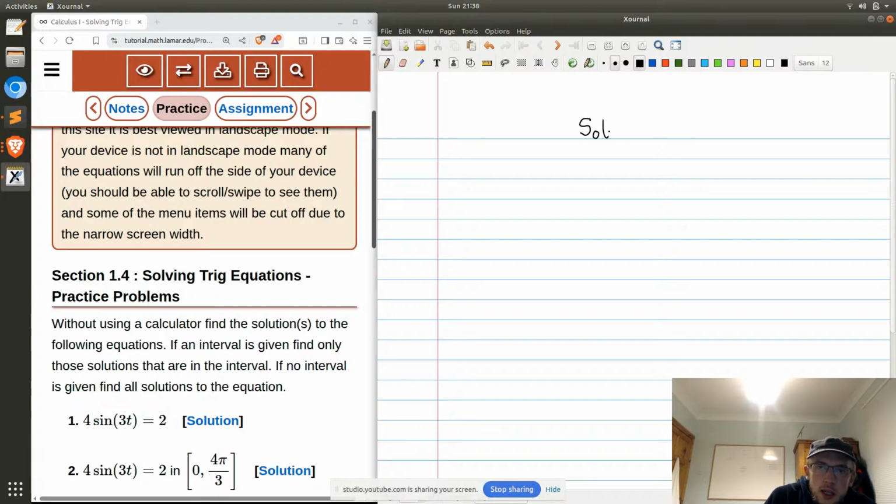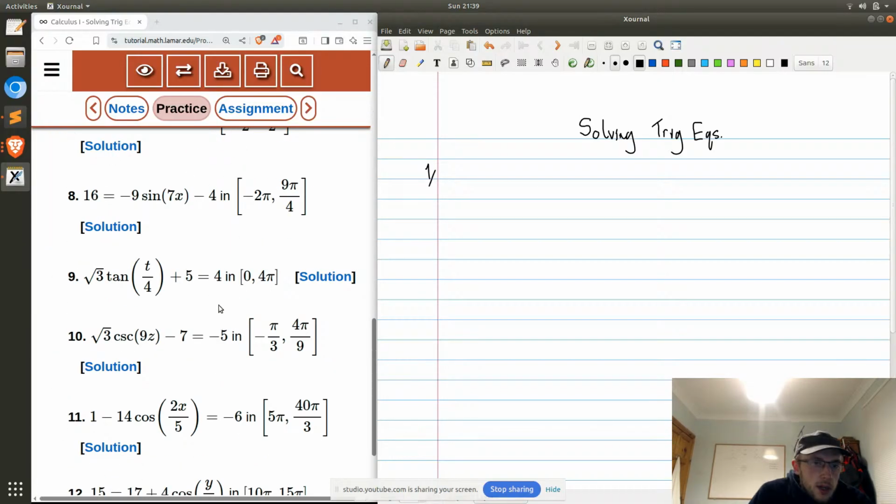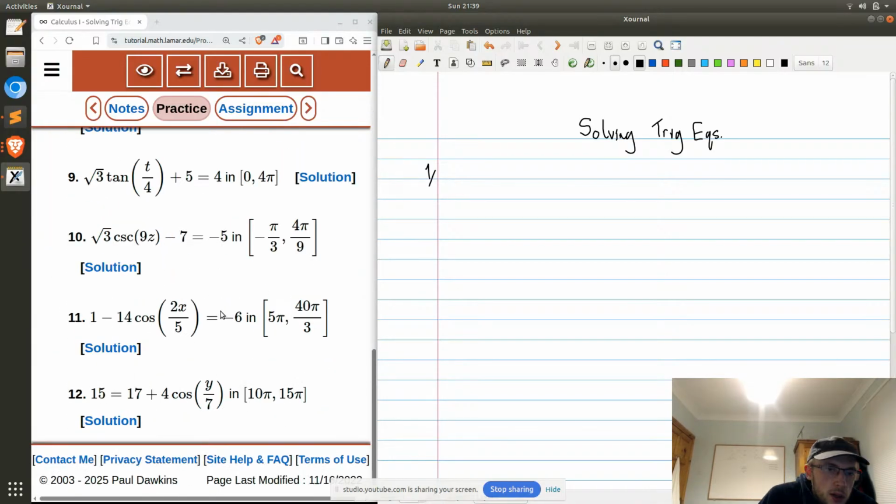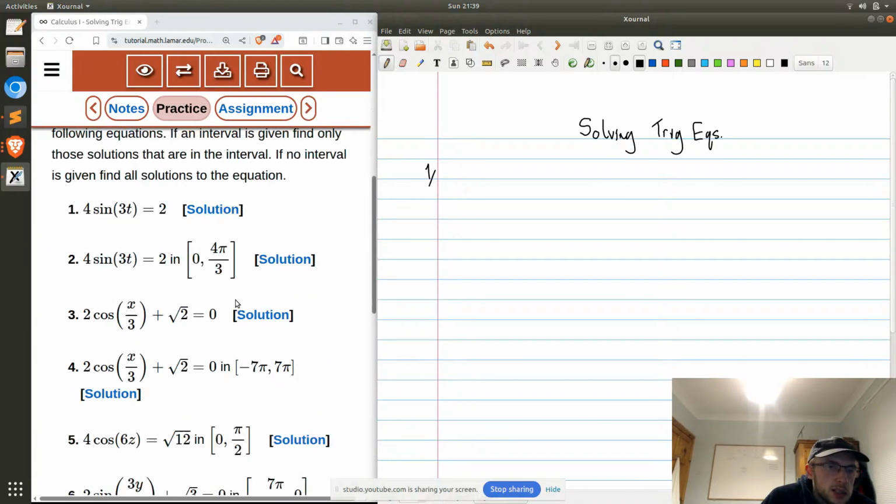Solving trig equations. Let's see. Okay, only 12 problems, but the word "only" is suspect. Anyway, proceeding forward.